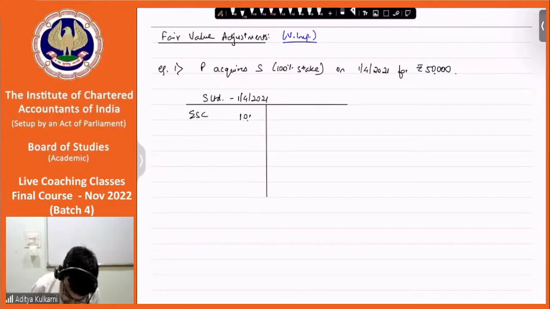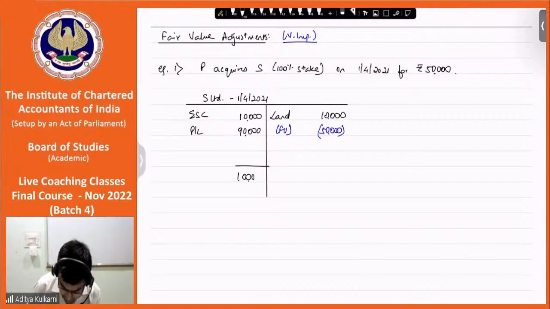Equity share capital 10,000. Profit and loss balance 90,000. You are having land at say 10,000. Fair value of this land is 50,000. Nothing else is there. You would have studied what is business, etc., etc.